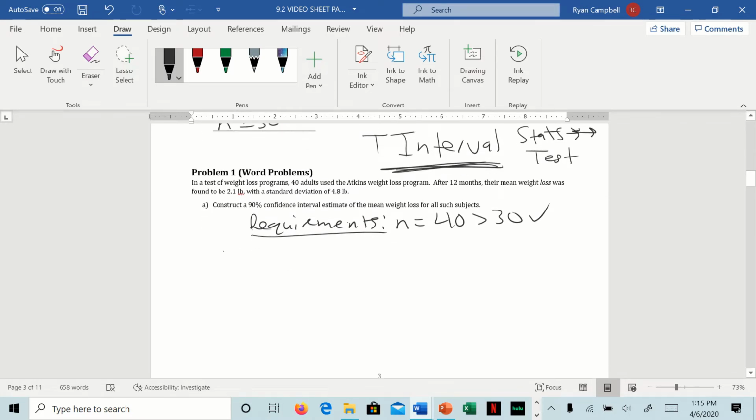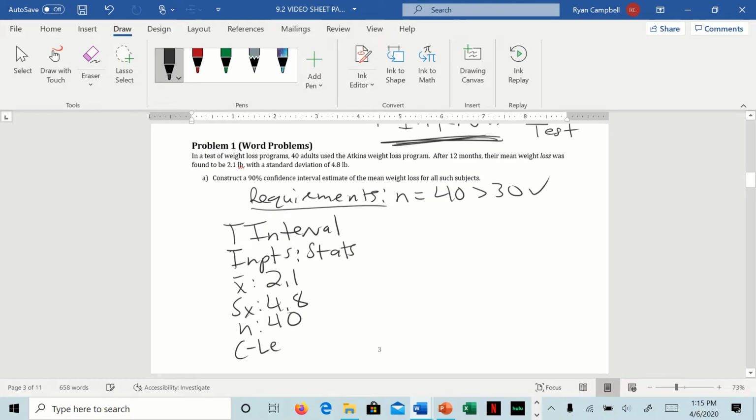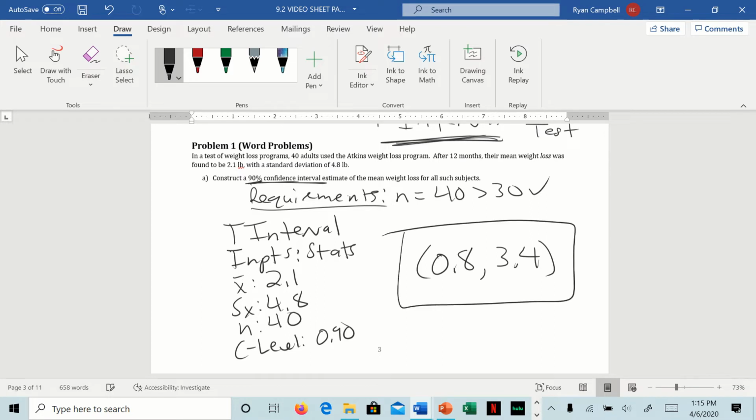All right. So going to our t-interval, we know that our input is going to be stats because they gave us statistics. They gave us a sample mean, a sample standard deviation. So x bar is going to be 2.1. That's our sample mean. Sx is 4.8. That's our standard deviation. N is 40. And C level is 0.90. That's what it gave us, confidence level. So when we type all this into our calculator, we should see it'll say 0.8 and 3.4. So here is our confidence interval.